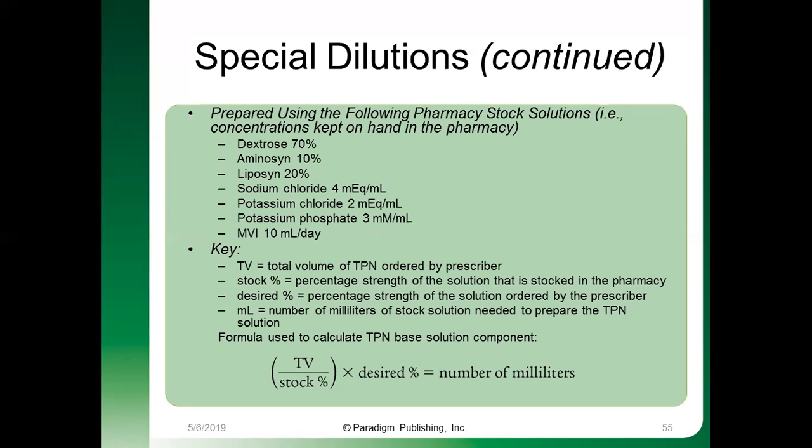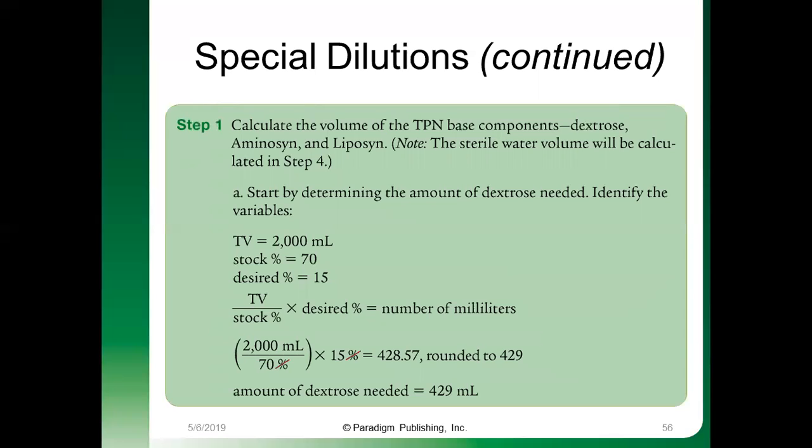So for the total volume of TPN ordered by the prescriber, you have the stock percent, you have the desired percent strength, and the mLs of the TPN. So using the formula, total volume divided by the stock percent times the desired percent is equal to the number of milliliters. So calculate the volume of the TPN base compounds, dextrose, aminosyn, and liposyn. Start by determining the amount of dextrose needed.